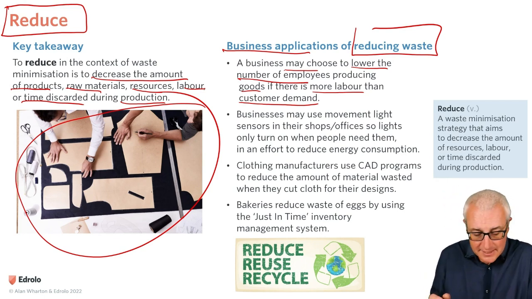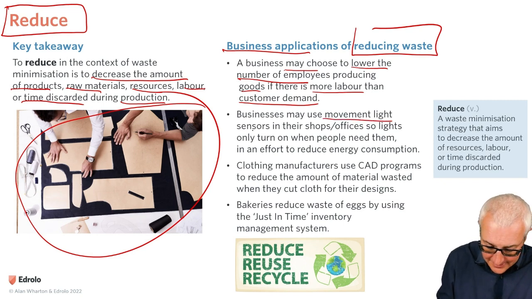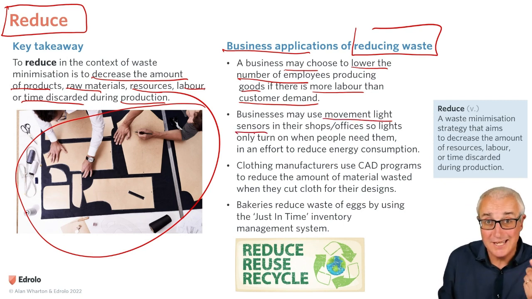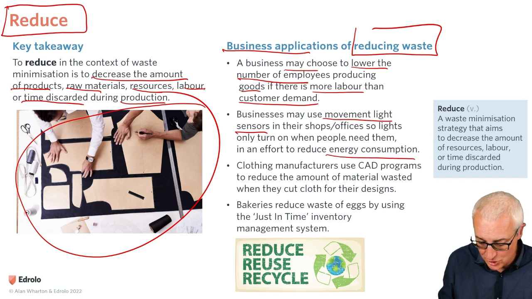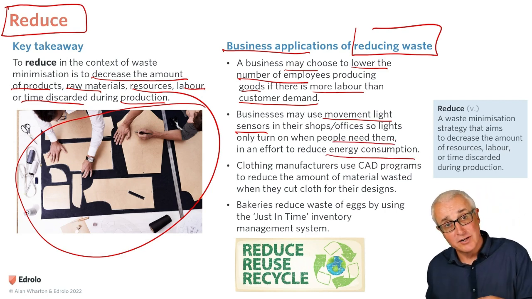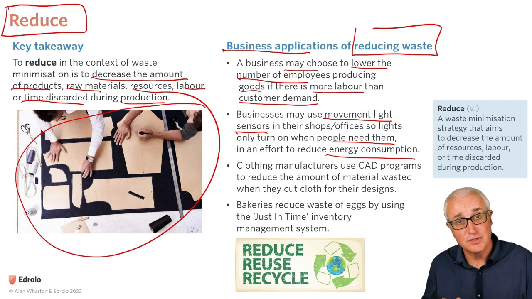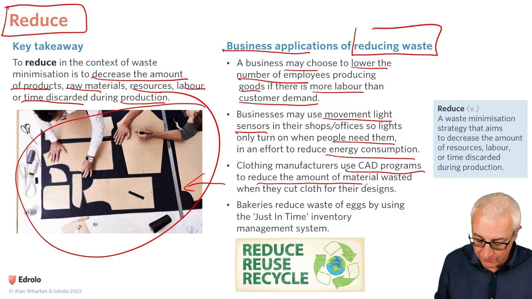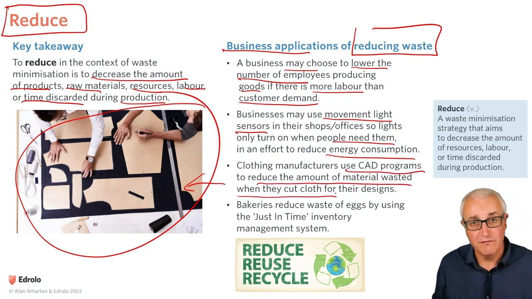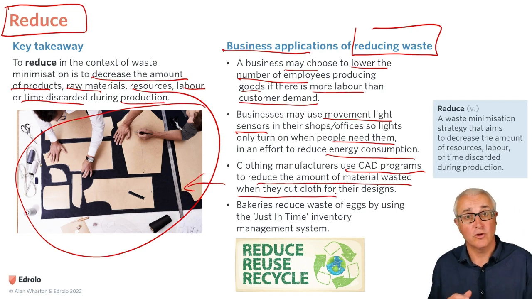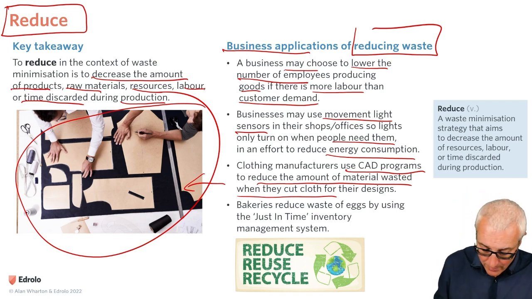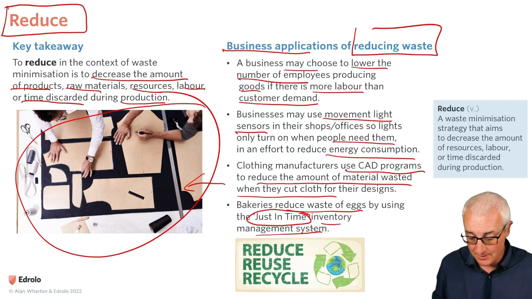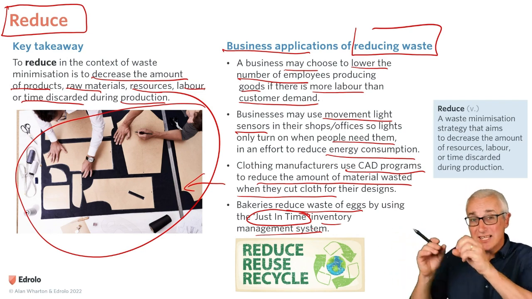Equally, you've probably seen lots of businesses use movement light sensors. The idea is we're reducing energy wastage and energy consumption, so they only trigger on as people walk past them. We might use, as I've just shown here, a CAD program to reduce the amount of material wasted when you cut up cloth for a t-shirt design. Or going back to my cake scenario, we might reduce the waste of eggs by using a just-in-time inventory system, so the stock only arrives just as we need it.